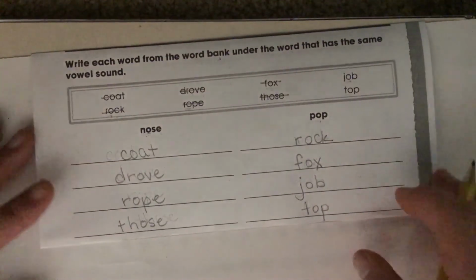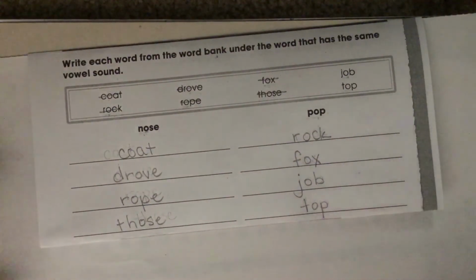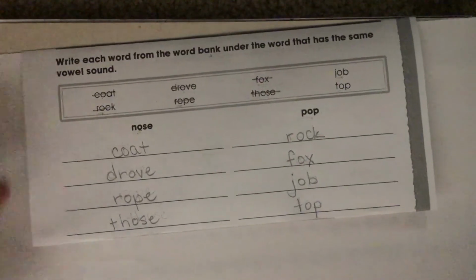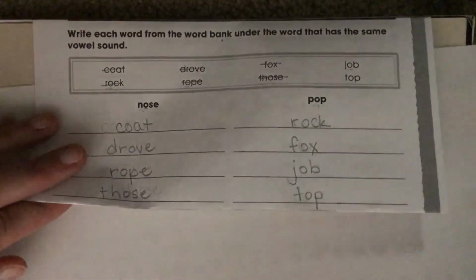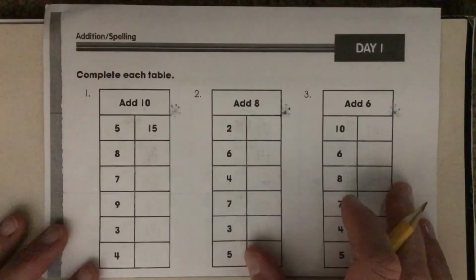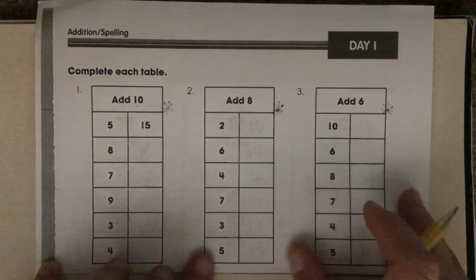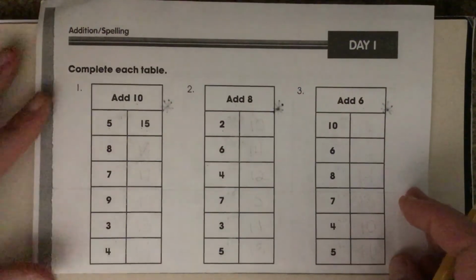All right. You did it. We are done with the short O and the long O sound. I'm going to turn the paper over to the other side. And here we have tables. We can also call these functions.